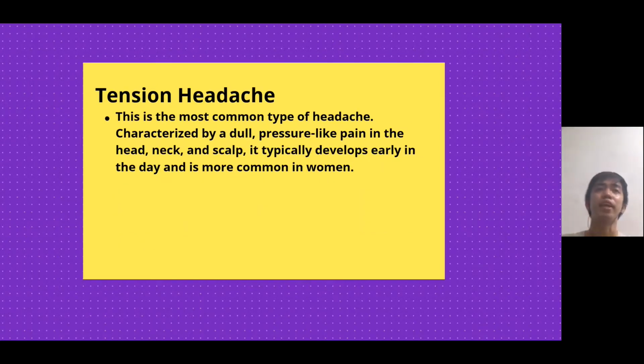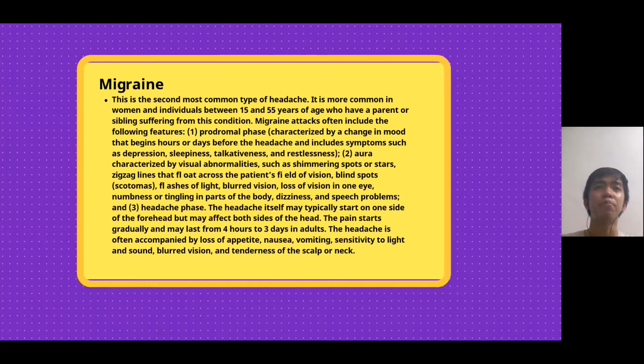The first type of headache is a tension headache. This is the most common type of headache, characterized by a dull, pressure-like pain in the head, neck, and scalp. It typically develops early in the day and is more common in women. Next is migraine. This is the second most common type of headache. It is more common in women and individuals between 15 and 55 years of age who have a parent or siblings suffering from this condition.